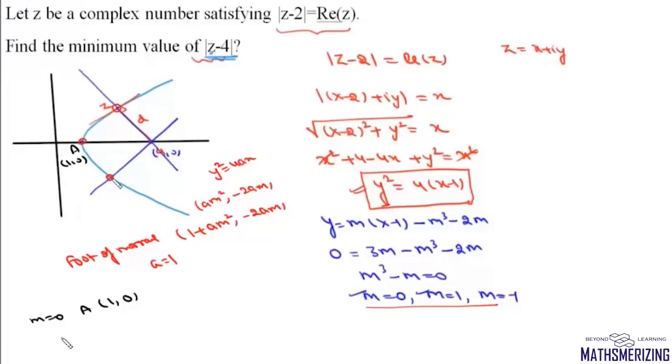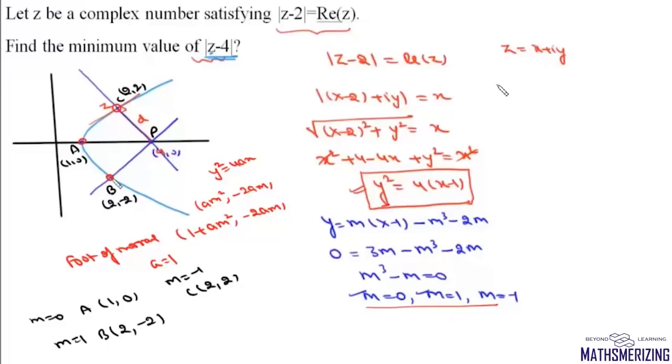If we put m as 1, then we'll get this point, say B. So a is 1 and m is 1. So it will be (2, -2). So B is (2, -2). And then we'll find this point which is C when the value of m is -1. So we'll put m as -1, we'll get this point C as (2, 2). Now we'll find all these three distances and then we'll see which is the minimum distance, and that will be the minimum value of |z - 4|.